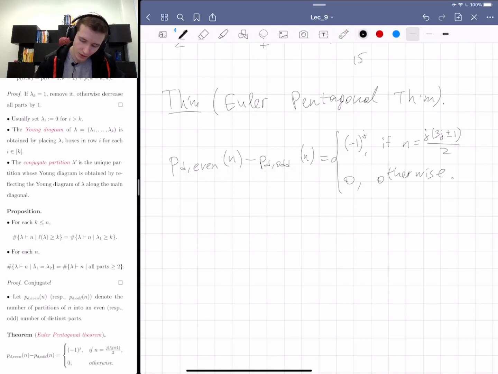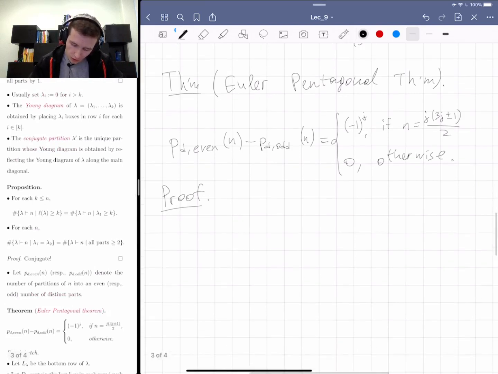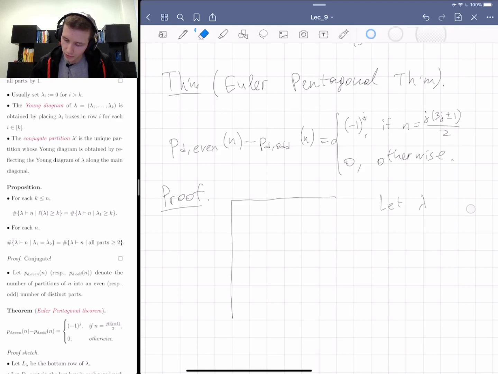And so here is a proof. The idea is to use Young diagrams, but in a clever way. So let me draw some Young diagram. Let lambda be a partition of n into distinct parts. Right, because both of these numbers only talk about distinct partitions, distinct parts.